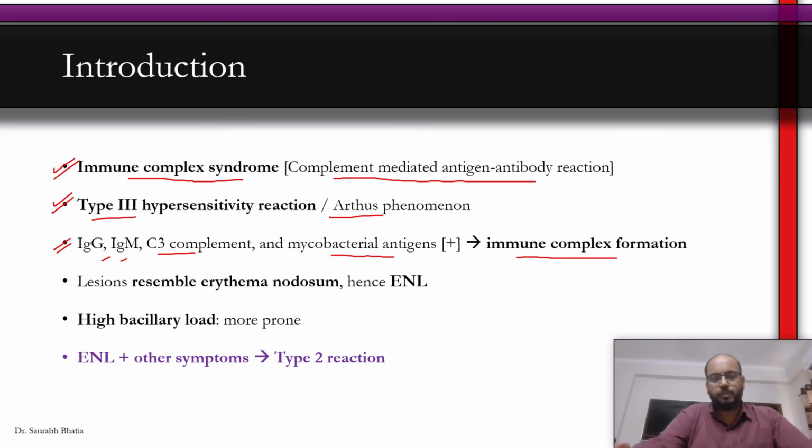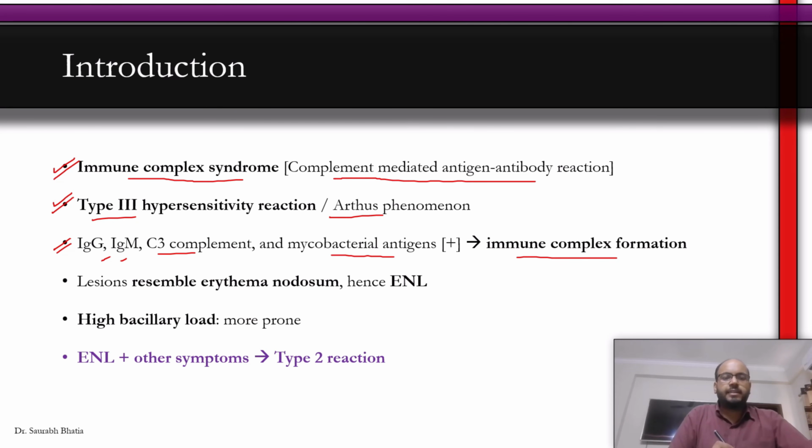Now these immune complexes will be in the circulation. They will get deposited into different organs. If they go in the skin, it causes ENL. They can go in the liver. They can go in the joints. They can go in the kidneys. And wherever they go, inflammation follows. And because of that inflammation, we see the clinical manifestation of ENL.